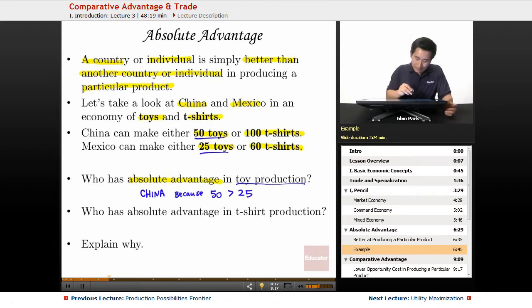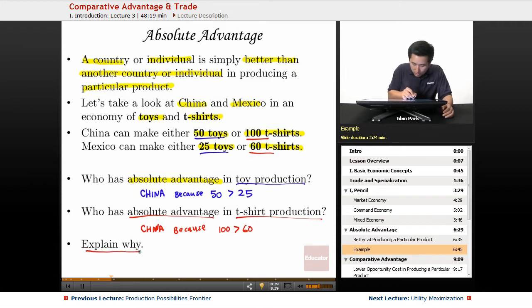Now, the second question is, again, really simple. 100 t-shirts versus 60. So who has absolute advantage in t-shirt production? Again, the no-brainer. China, because, once again, 100 is greater than 60. So I went over the explanations on why. Absolute advantage simply means because you're better, you can produce more.